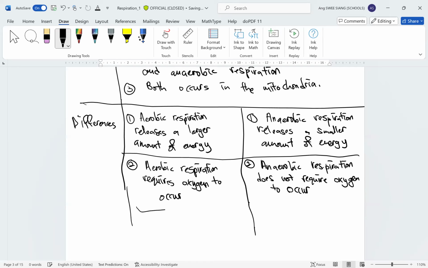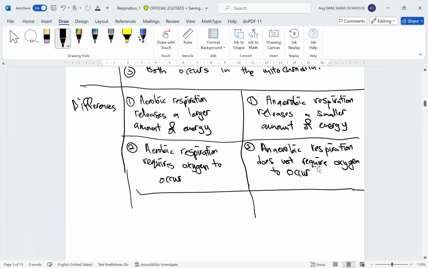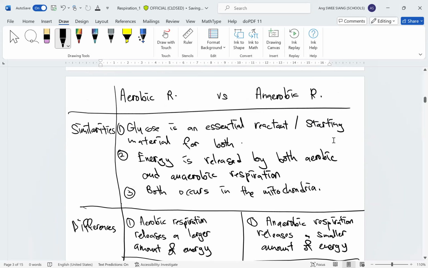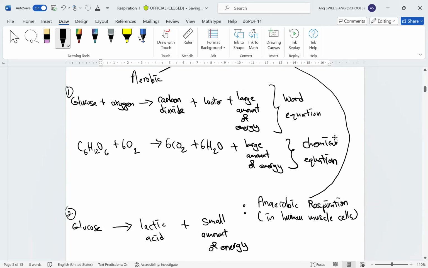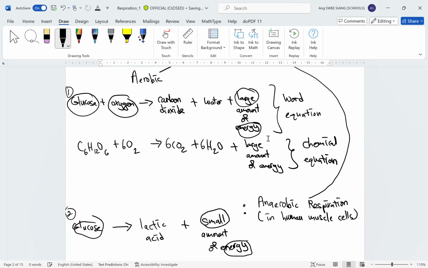Any more differences? Leonard, can you tell us the third difference? Look at the equation. You don't need to look at the textbook. We already talked about glucose for similarity. We talked about energy for similarity. Then for differences, we talked about the large and small amounts of energy, and about the oxygen. What else has not been mentioned?